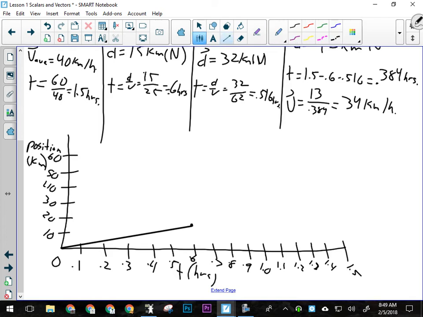Okay. Second part of my graph, we go 32 kilometers in 0.516 hours. So that'll be about here or so. And I need to go another 32 kilometers beyond 15. So up to 47, so somewhere in that area, because again, I don't have a good scale here. Okay, and then our last point will be at 60 at 1.5. So if I'm just doing a connect the dots graph, that's what it would look like.